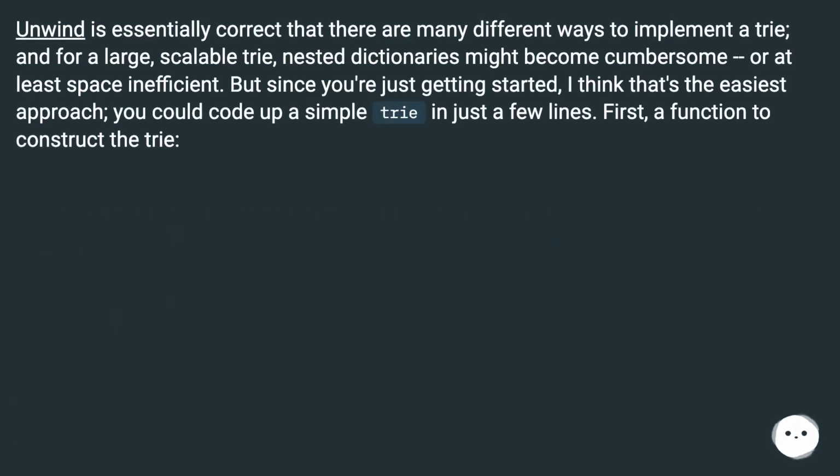Unwind is essentially correct that there are many different ways to implement a trie, and for a large, scalable trie, nested dictionaries might become cumbersome, or at least space inefficient. But since you're just getting started, I think that's the easiest approach. You could code up a simple trie in just a few lines. First, a function to construct the trie.